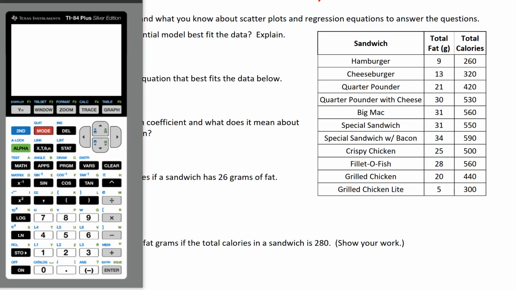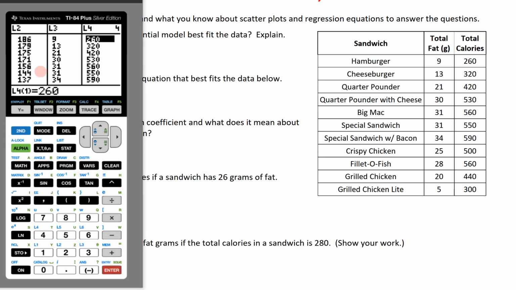So I'm going to pull up the calculator. I've got this stuff in my 84 already. So I'm going to go ahead and take a look at this. So we've got in L1 and L2, whoops, actually I've got this in L3 and L4. So there's the 9 and the 260. I've got a 34 and a 590 if I go all the way down to the bottom. Let's see, there's our 5 grams of fat and 300 calories altogether.